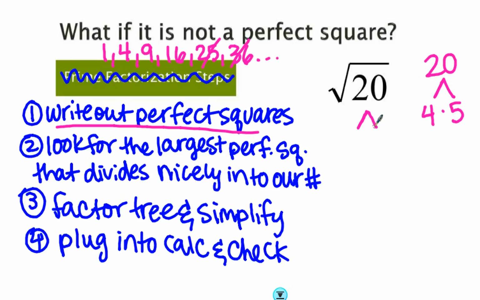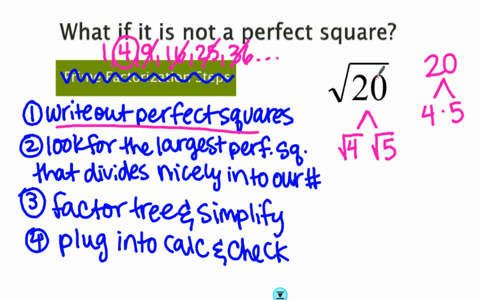Let me back up a little bit. So write out our perfect squares. Next, we're going to look for the largest perfect square that divides nicely into our number. So let's see, is 16 going to divide nicely into 20? No. Will 9 divide nicely into 20? No, not quite. What about 4? Will 4 divide nicely into 20? The answer there is yes. So again, regular 4 times regular 5 is equal to 20. Well, in the same way, root 4 times root 5 is equal to root 20, or the square root of 4 times the square root of 5 is equal to the square root of 20. So hopefully that makes sense.